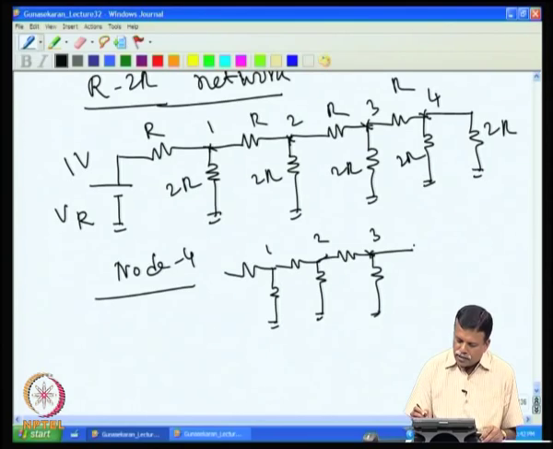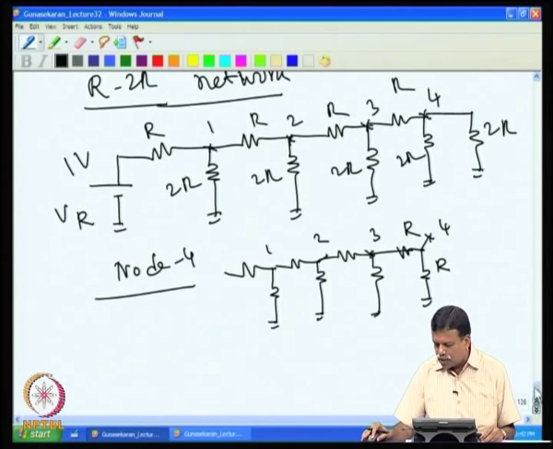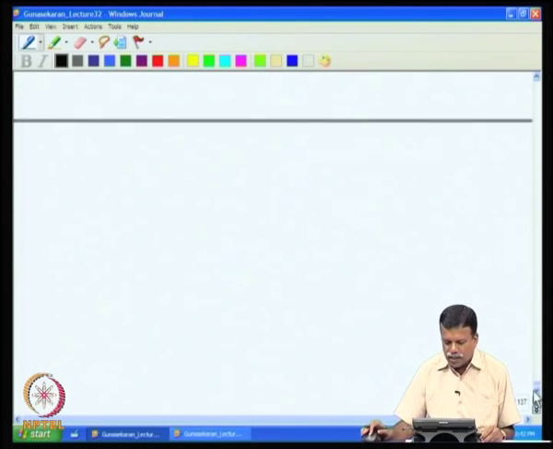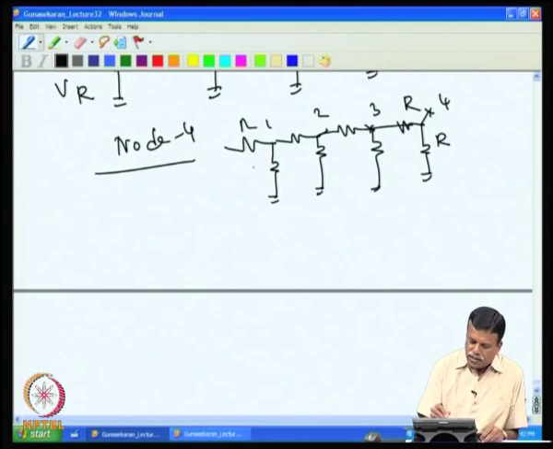Then the fourth node can be simplified as R and R, that is actually the fourth node. Now, if I simplify this, then the next circuit would be a simplified model of this. So, you have R here, 2R, R, 2R.